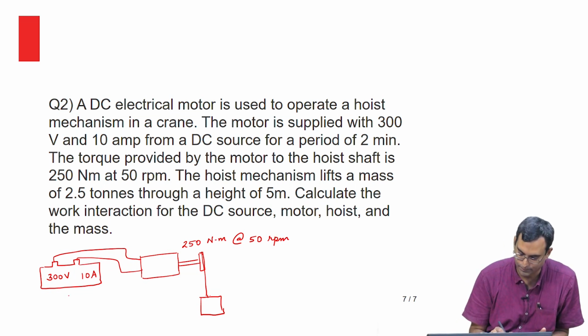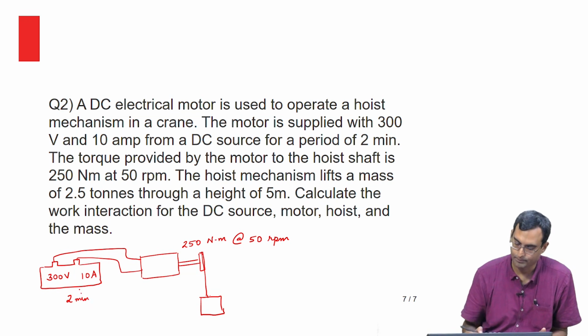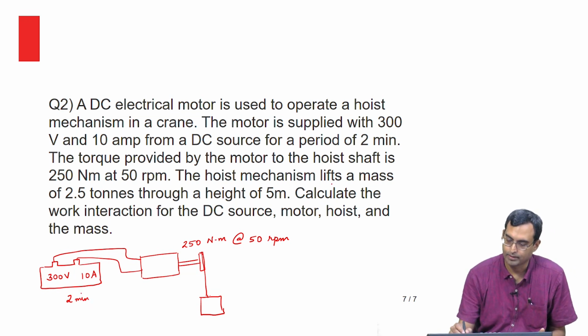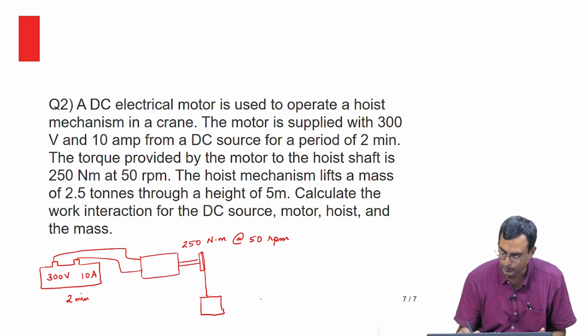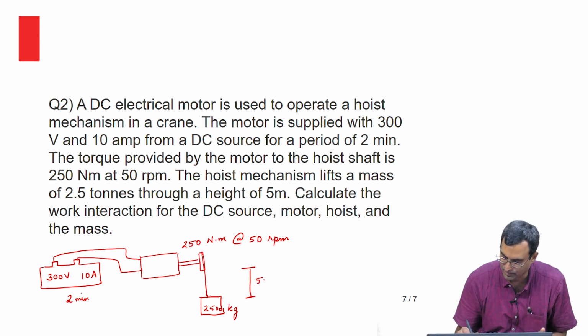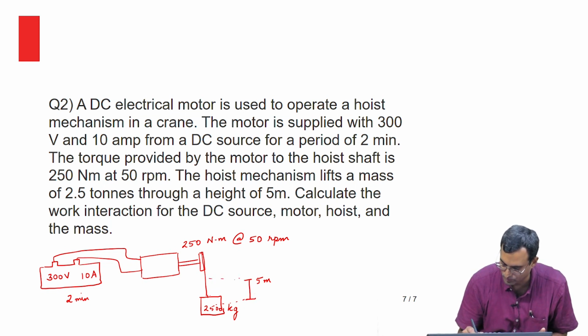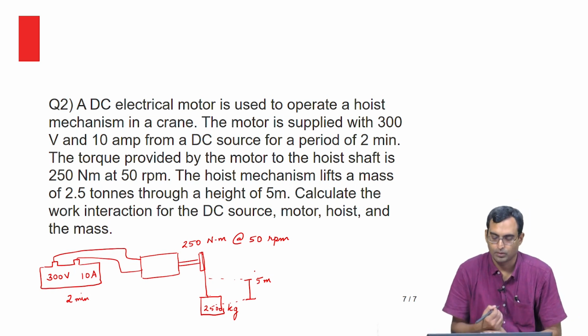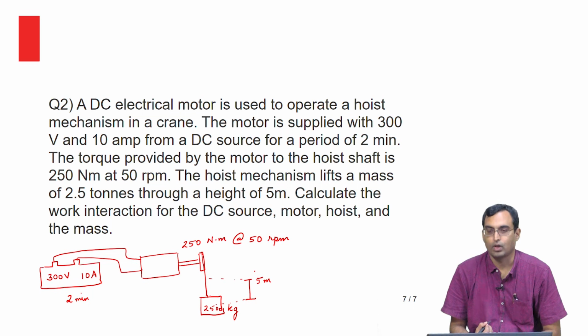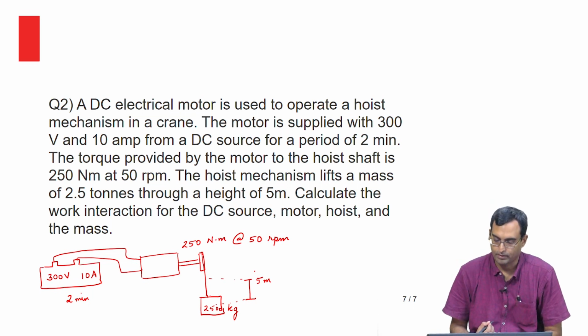What we also know is that this happens for 2 minutes, and the hoist mechanism lifts a mass of 2.5 tons. So, a ton is 1000 kg. So, 2.5 ton is 2500 kg through a distance of 5 meter. So, let us say this is a center of gravity point, and later on let us say it moves to this point. So, finally the mass would be here. So, we are asked to find out the work interaction for the DC source, the motor, the hoist and the mass. So, we are asked to find out all of these.